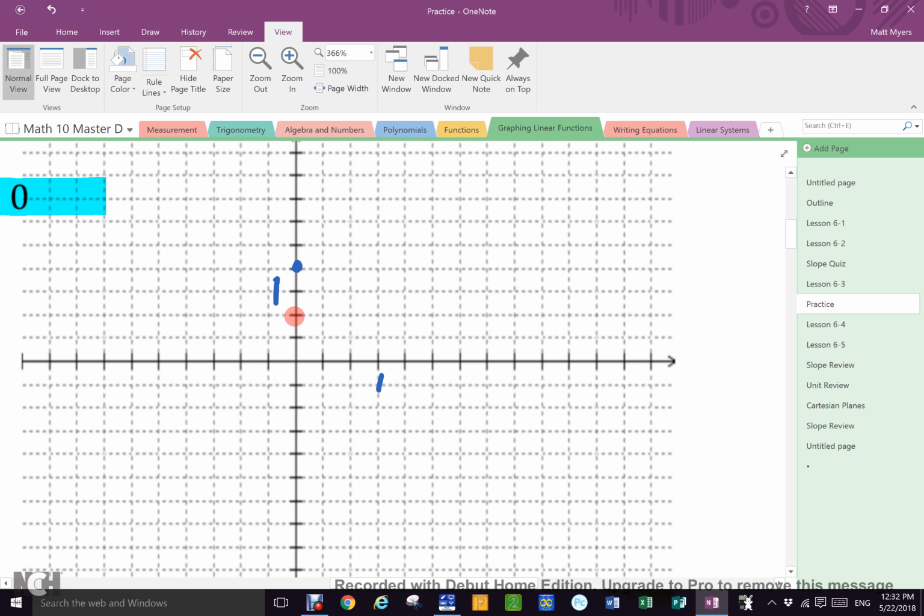I go down 1, 2. There's the negative 2. And I go right 1, 2, 3. There's the positive 3. How do I make sure I have done it properly? I go back to the start and I do what? I do it again. Do I do the same way? No. I go up 1, 2. There's the positive part of it. And I go left 1, 2, 3. There's the negative part of it. And then I connect my line.